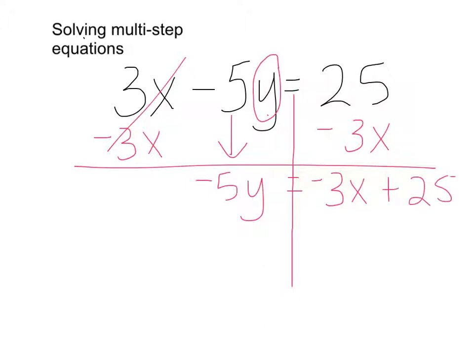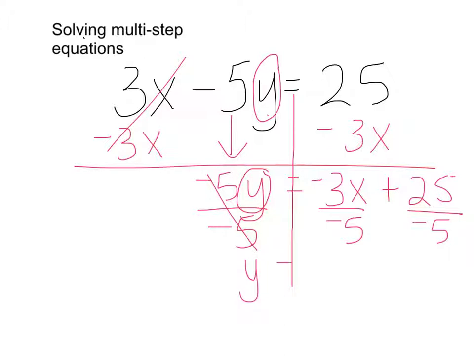Now the last step, because we're solving for y, is to get rid of the number in front. And how do you get rid of the number in front, or the coefficient? You divide. And whatever you do to one side, you do to the other side, to every single part. Those cancel, and I'm left with y equals.